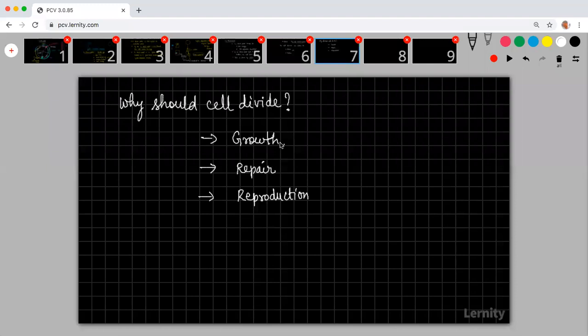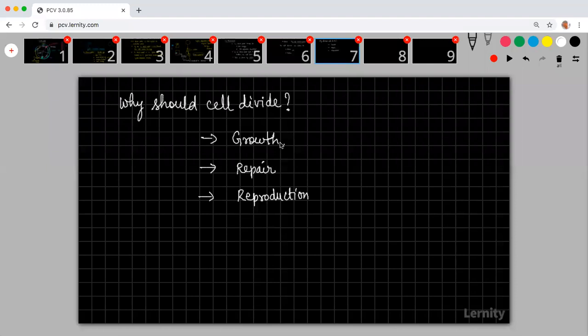Say for example, I came from a single zygote. I was born from a single zygote. Basically, my father's sperm and mother's egg fused together to form a cell which is called a zygote. That zygote continuously underwent cell division, cell division, cell division, and today I am standing. Please understand one thing: whenever there is growth, there is cell division.